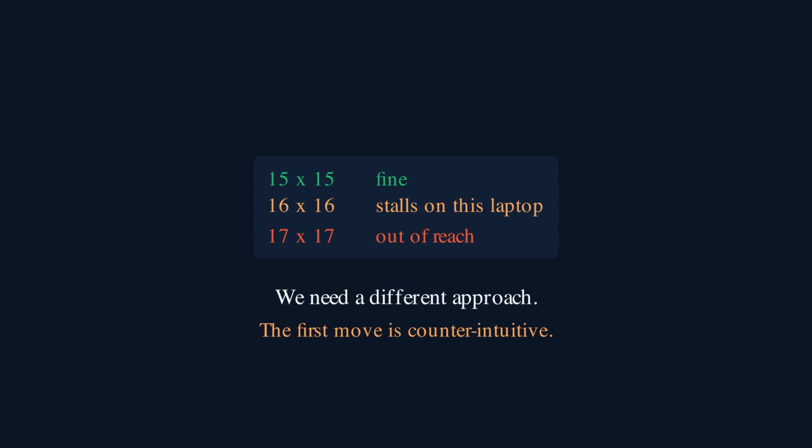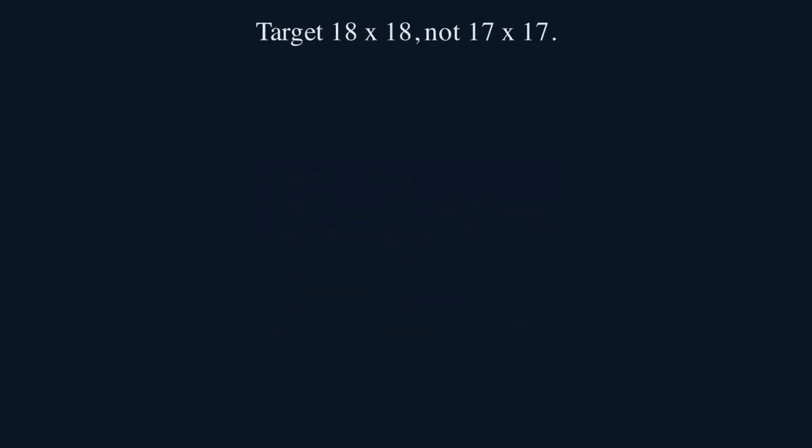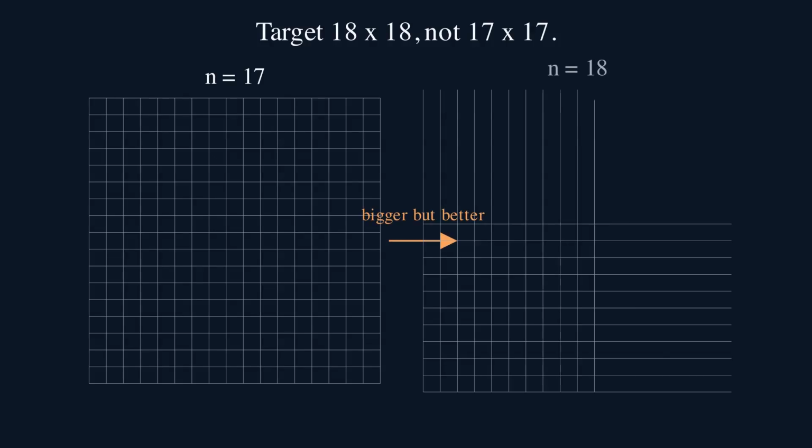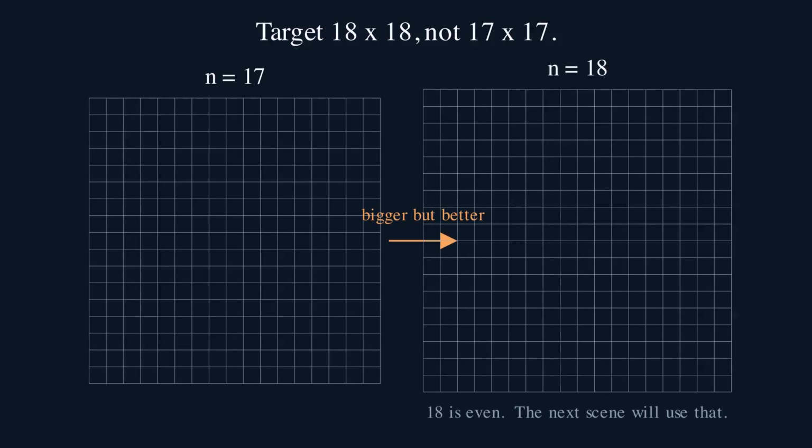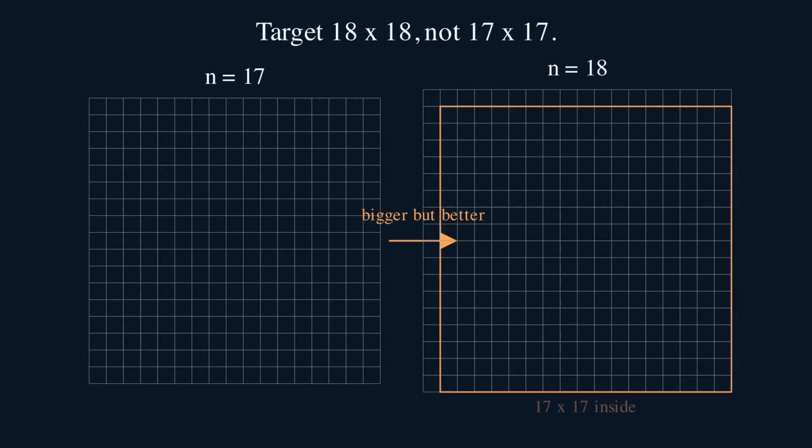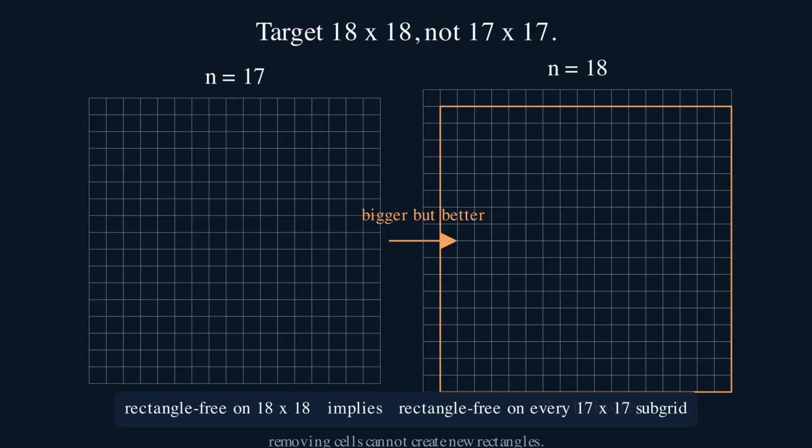The first move is counterintuitive. Target 18 by 18 instead of 17. Yes, it is 1 row and 1 column larger, but 18 is even, and in the next scene you will see why that matters. And any rectangle-free 4-coloring of 18 by 18 gives us 17 by 17 for free. Every 17 by 17 subgrid inherits the property, because removing a row and a column cannot create new rectangles.